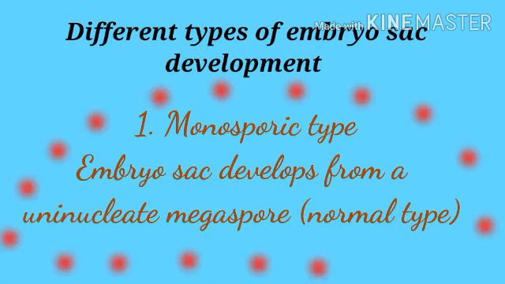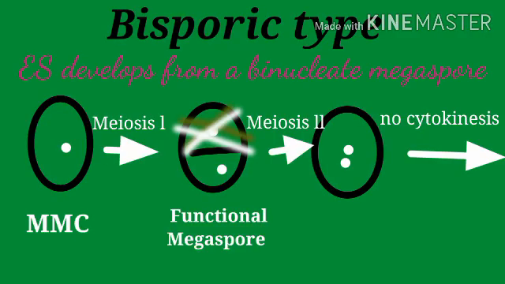Now, there are 3 different types of embryo sac development which you have to study. The first one is monosporic type. Here it's a normal type of division, which we already mentioned, how the embryo sac is formed. Embryo sac is formed from a uninucleated megaspore. That is the normal type which we have seen now. Second type is bisporic type. It's a little bit different. Here the embryo sac is developed from a binucleated megaspore. So there will be 2 nuclei inside a megaspore and they divide to form an 8-nucleated 7-celled structure.